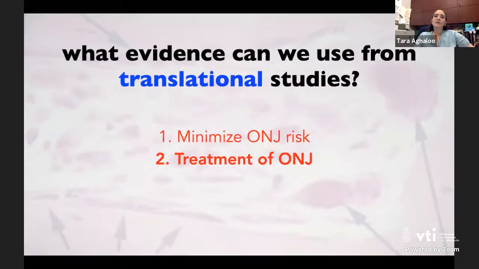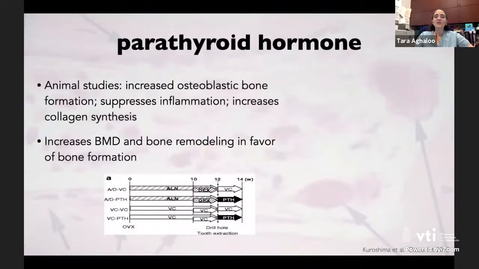So what about translational studies in terms of treating ONJ once patients develop it? You can look at things like parathyroid hormone. Now, remember, I said that the pathophysiology is the inflammation, but it's also the lack of bone remodeling. And so when we think about treatments that can affect bone remodeling in favor of bone turnover and remodeling, parathyroid hormone is one of those drugs. The way that it works is that it increases bone remodeling in favor of bone formation.